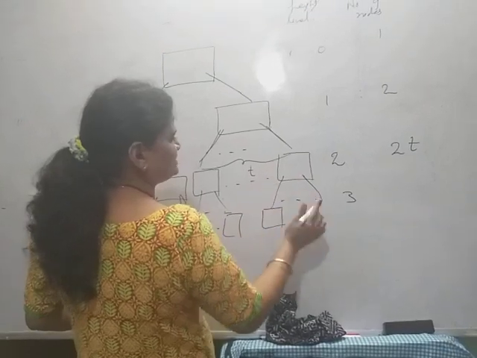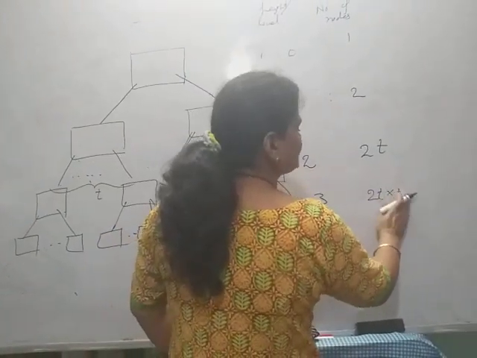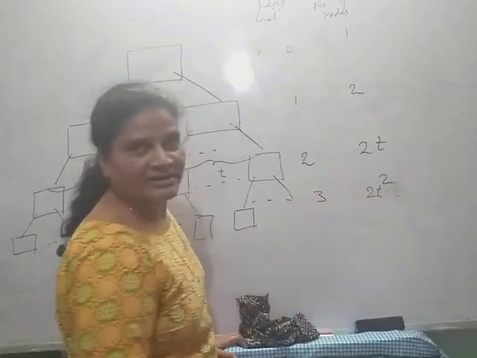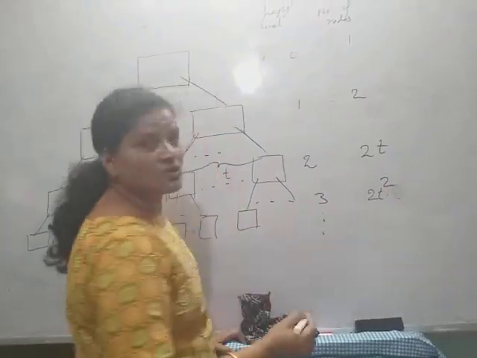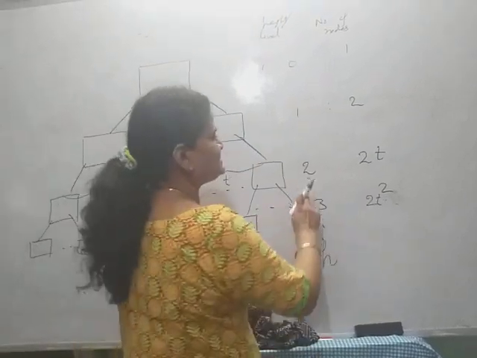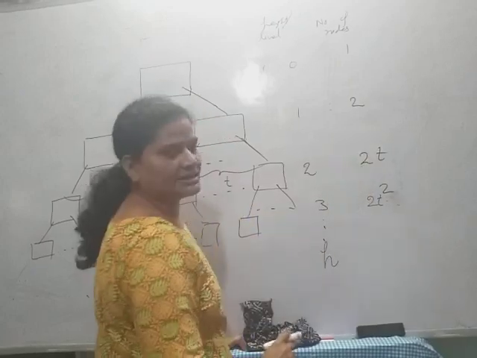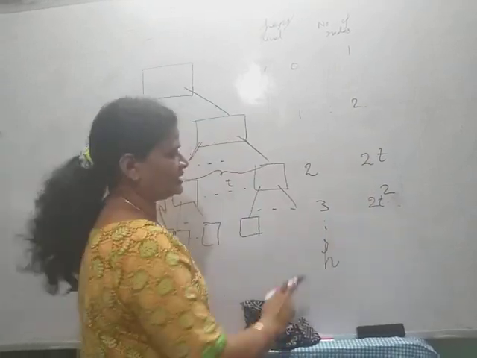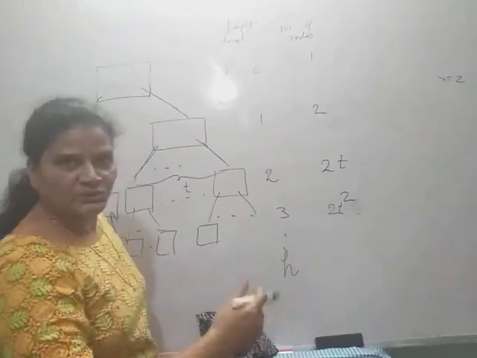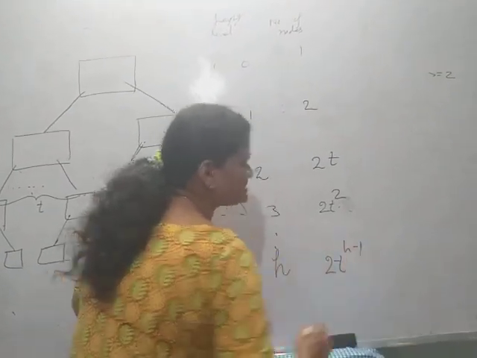This is in this way. So at height 3, 2t into t, that is 2t square, and so on. Okay, so at height h, this is what? First height has 2, second height has 2t, third height has 2t square. So in this way, fourth height will have 2t cube. At height h, 2t^(h-1).